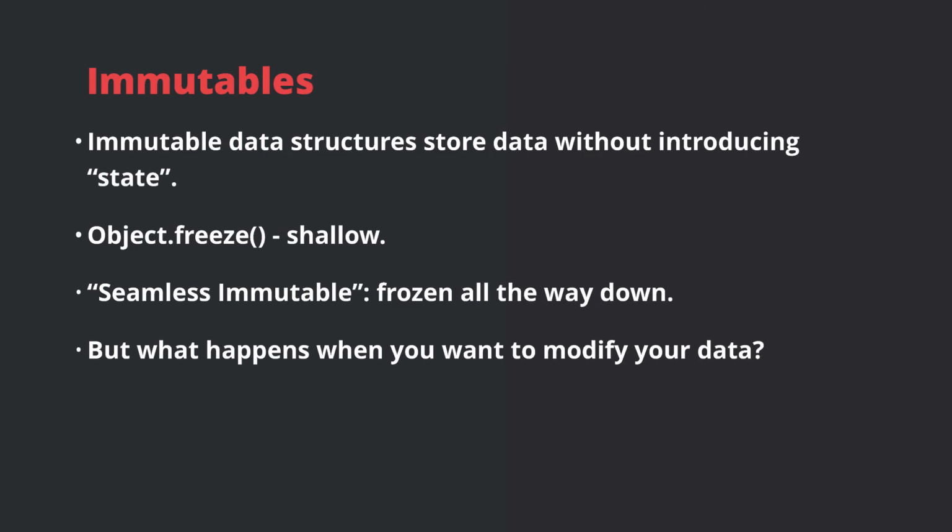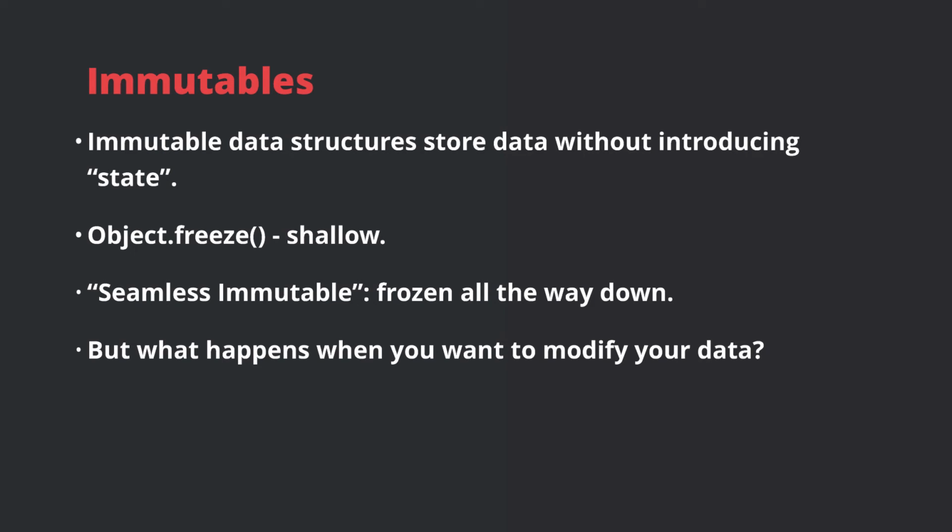So the solution here is immutables. Now, immutables come in different flavors, which I think sometimes ends up being very confusing. But ultimately, immutable data structures of all sorts are data structures that can store data without introducing state by virtue of not being modifiable. So the most trivial way of trying to do that would be to use Object.freeze, where you try to freeze an object, but this is very shallow, so this really is not going to give you a lot of mileage.